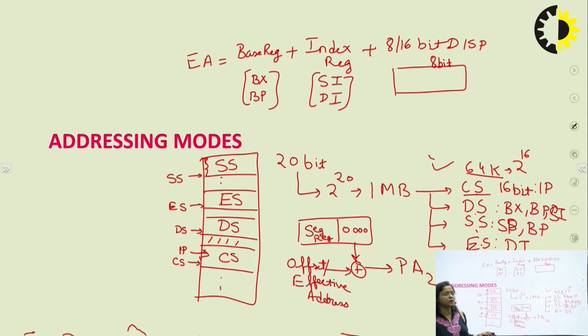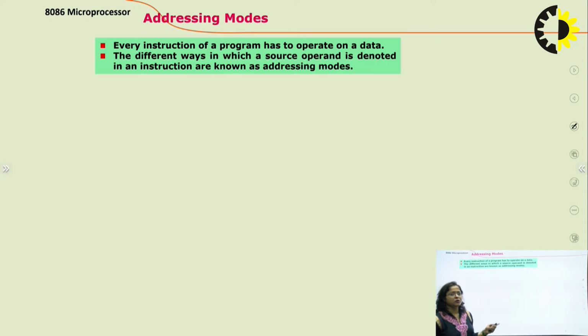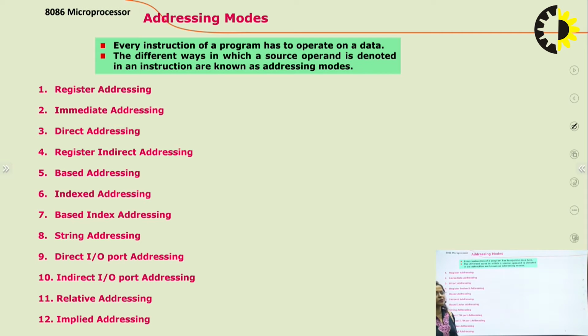Now we will move towards addressing modes. So what are addressing modes? Each instruction consists of two parts, opcode and operand. The way a microprocessor fetches the operand from memory gives various addressing modes. In the case of 8086, there are 12 addressing modes. We have already discussed these, register, immediate and implied addressing modes, in 8085.